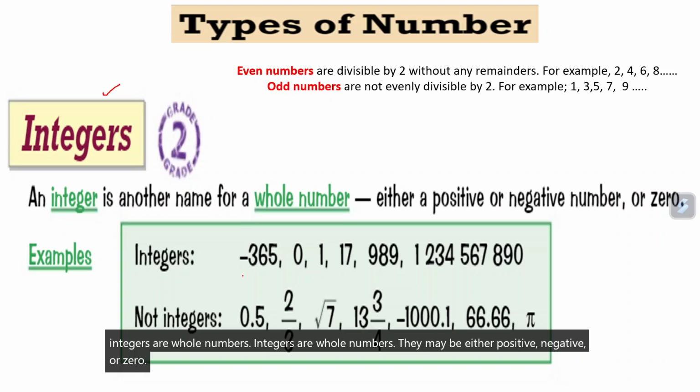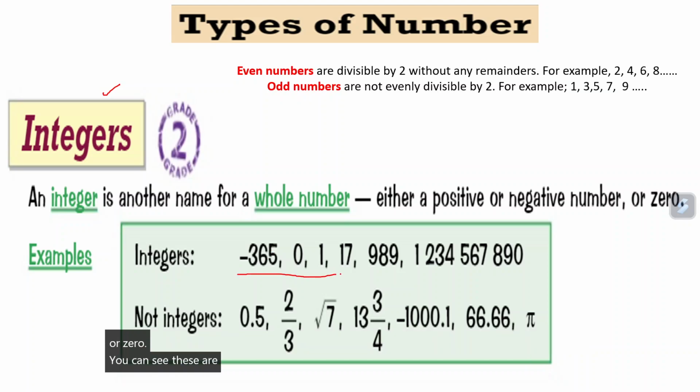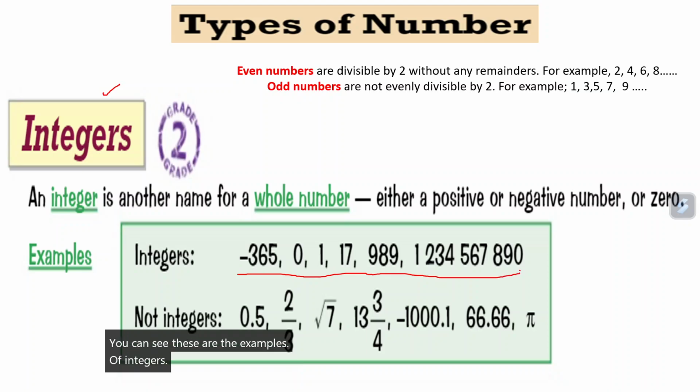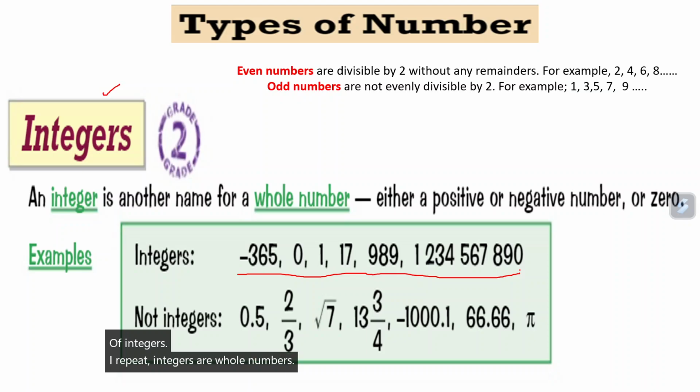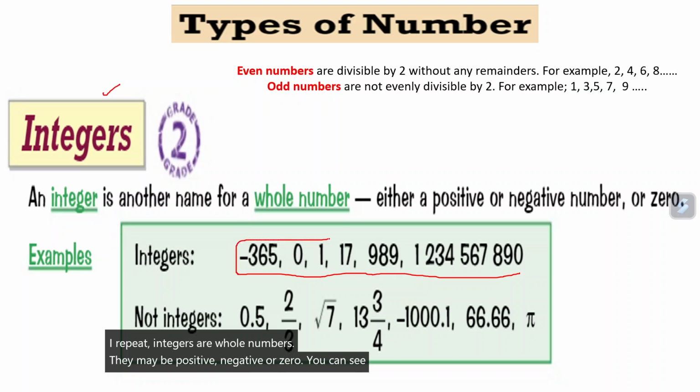You can see these are the examples of integers. I repeat, integers are whole numbers. They may be positive, negative, or zero. You can see these are the examples of integers.